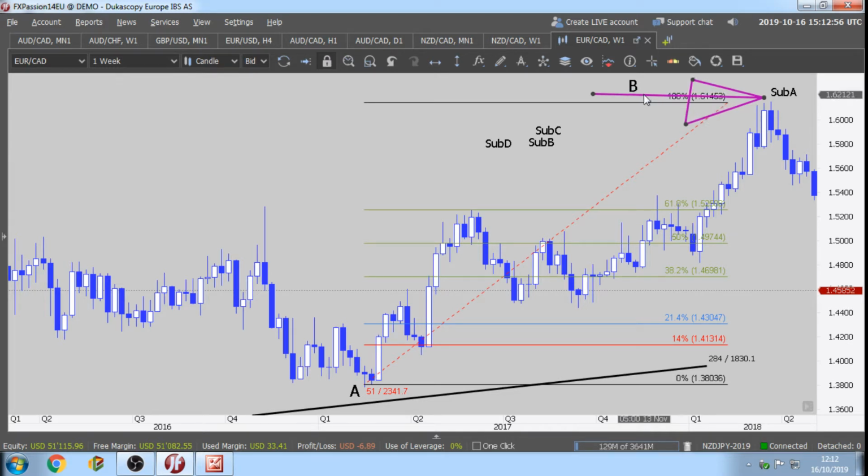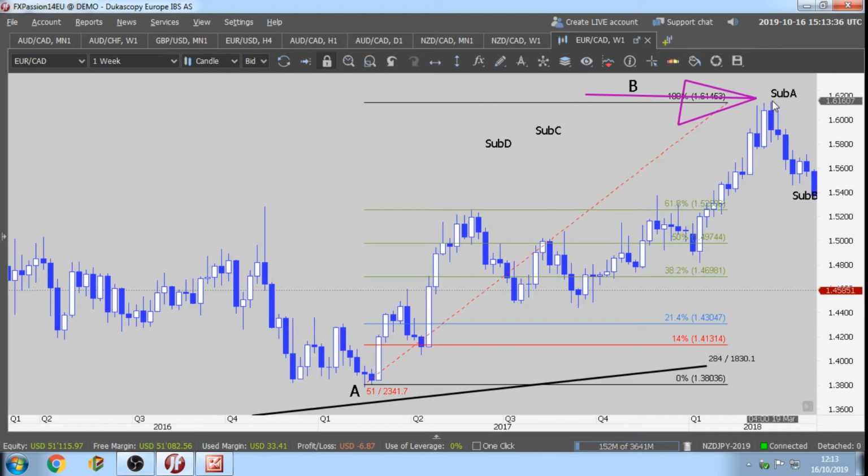Starting point of a downtrend. Yes, congratulations. So this is my starting point of a downtrend. So what is the sub B? If the sub A is the starting point of a downtrend, what is the sub B? Sub B is the first low as soon as possible after the sub A. Do we agree, everybody?